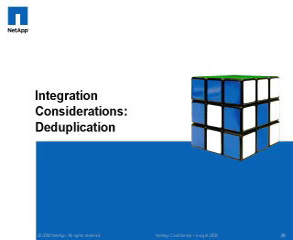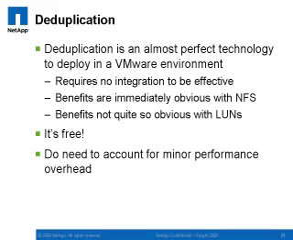So, all right, deduplication. I consider deduplication to be almost a perfect technology to deploy in a VMware environment. It is almost the killer app, I guess you could say. It requires no integration whatsoever. We don't need ESX to be aware that we're running deduplication. We don't have to do anything on the ESX side to take advantage of it. The benefits are immediately obvious when you're using this with NFS. Not quite so obvious when we're doing LUNs, but still valuable nevertheless. You can't brush aside the fact that it's a free license available at no additional charge, although we do need to account for the minimal performance overhead that may occur as a result of having deduplication.